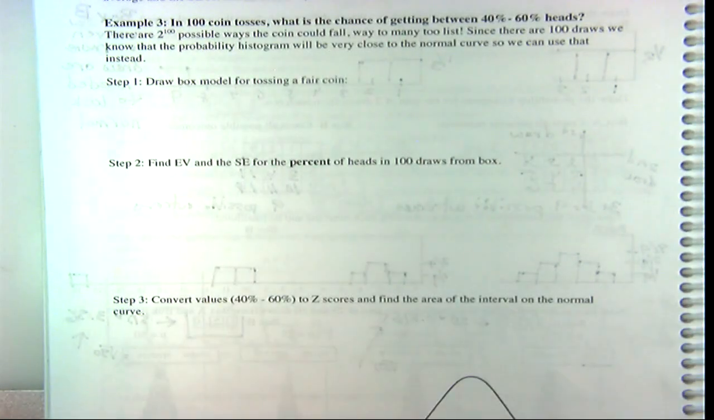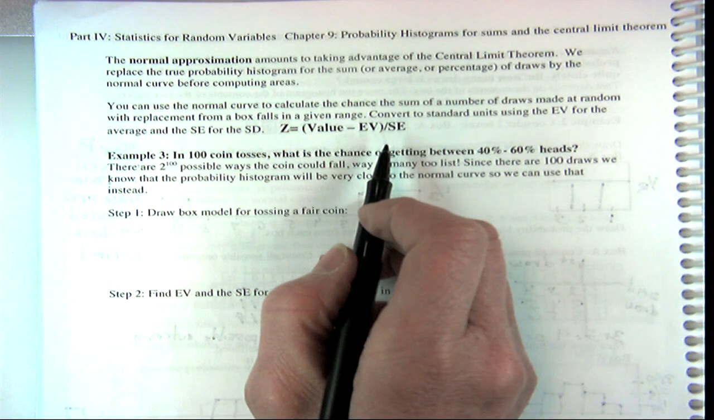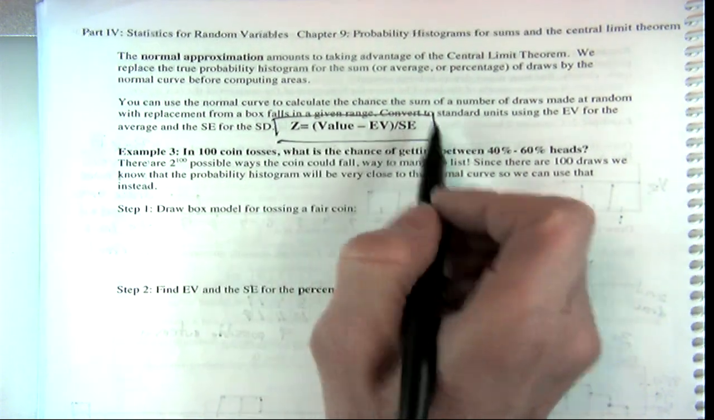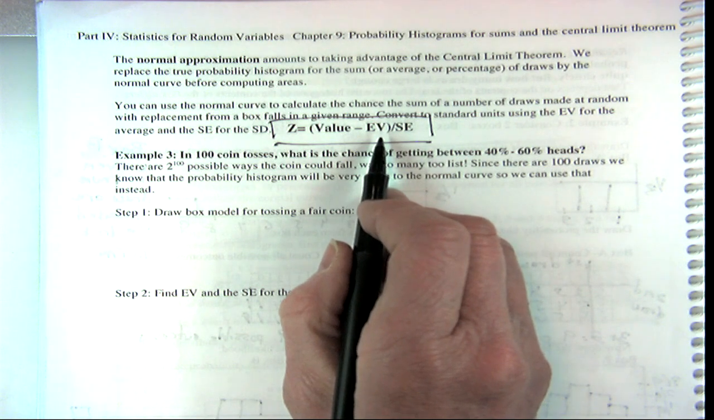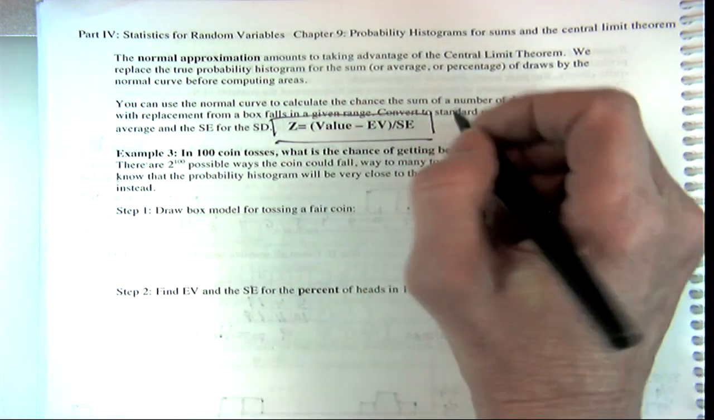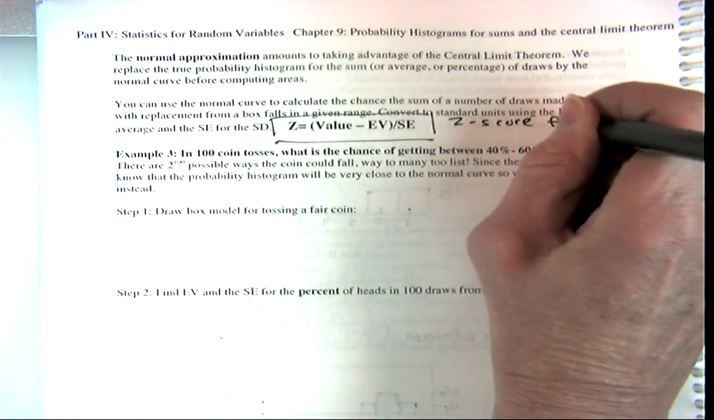So now we're going to use the central limit theorem just the same way as before. Instead of saying z equals the value minus the average over the standard deviation, now we have the same formula, but instead of the average and standard deviation, we have the expected value and the standard error. So this is our z-score formula for random variables. It's the same thing.